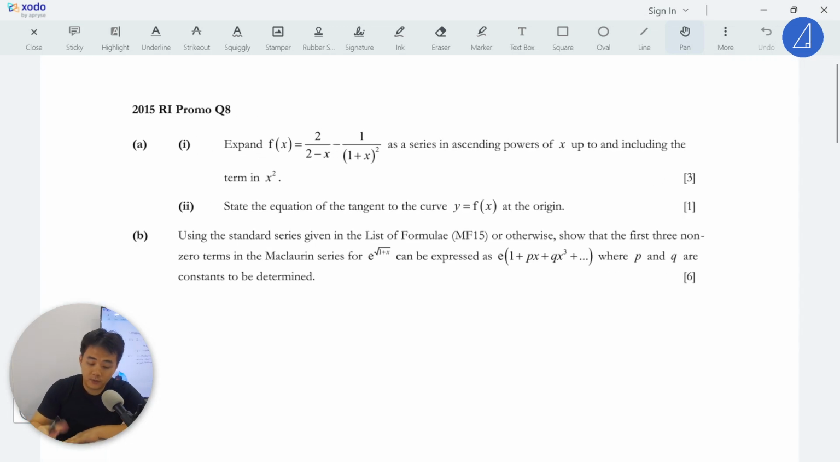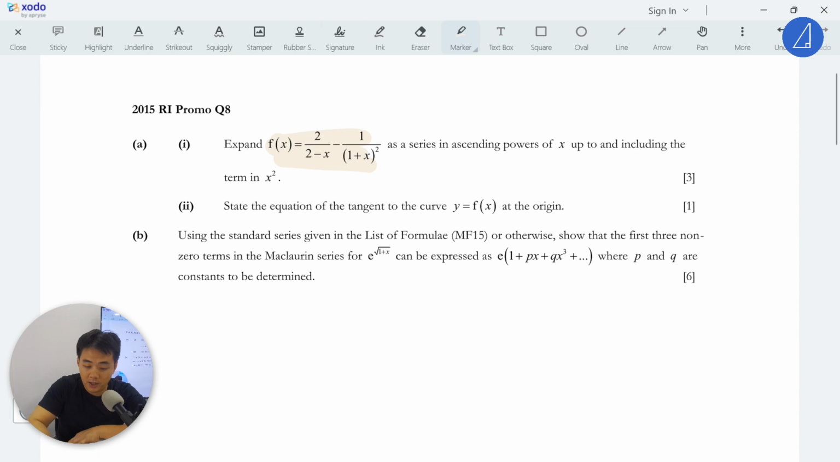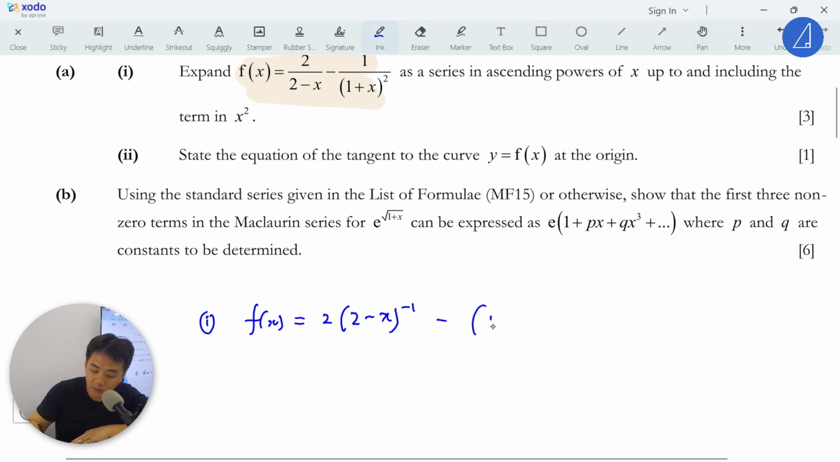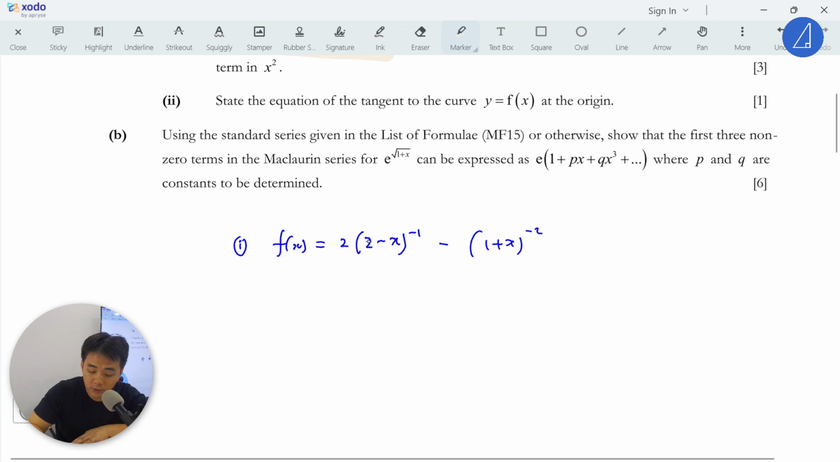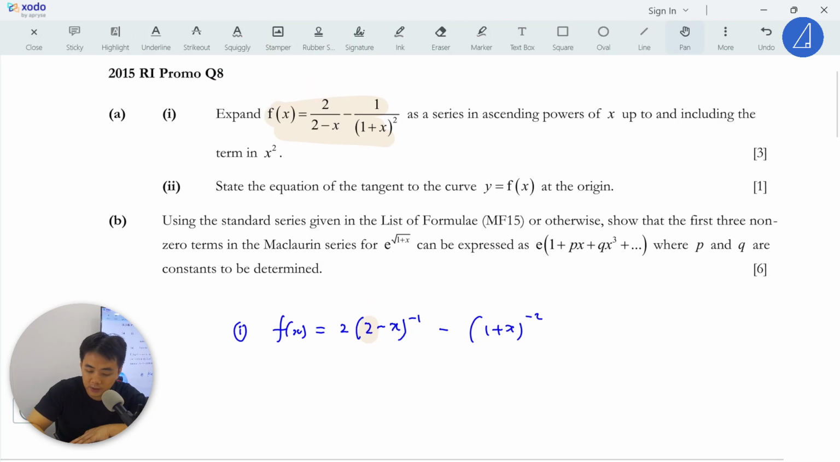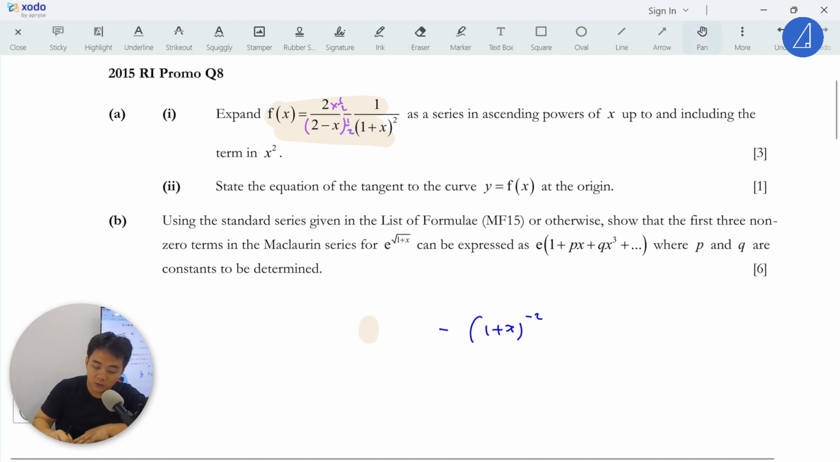Okay, let's look at the first one, which is to expand this in ascending power using the standard series, right? This is a power series here. So first one, f(x). What I'm going to do is just put 2 over 2 minus x minus half, to the power minus half, and 1 plus x to the power negative 2. Now, of course, we need to remove the 2 here in front. What we could do is just multiply half initially. It's easier. Okay, so I'm going to just do that.